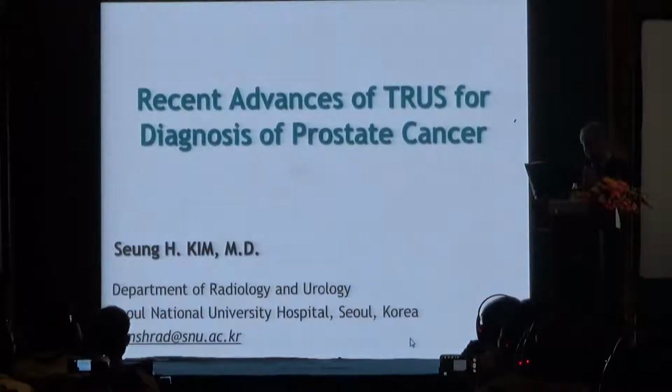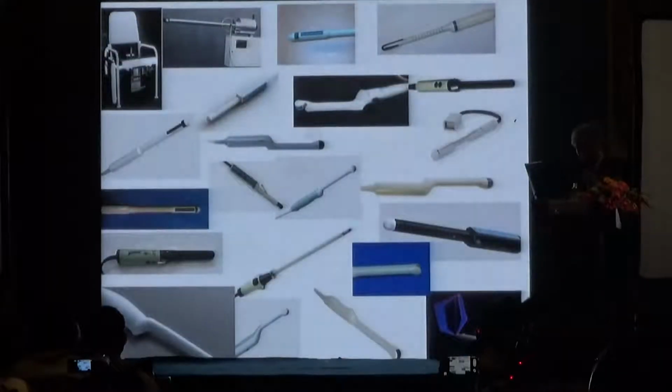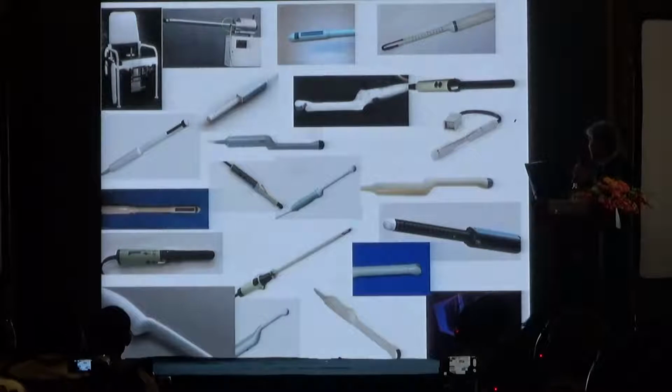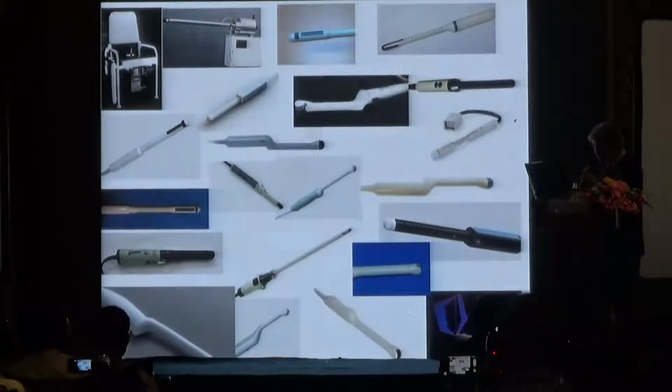Thank you. I would like to talk on transrectal ultrasound of the prostate this time. This left upper one is the oldest model for transrectal ultrasound, developed in Japan. The church system was developed in 1967.